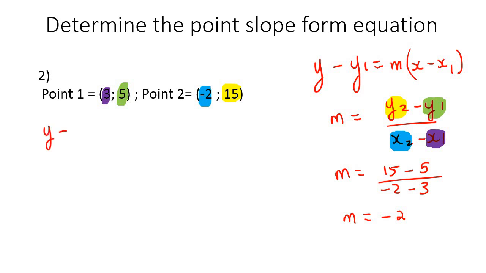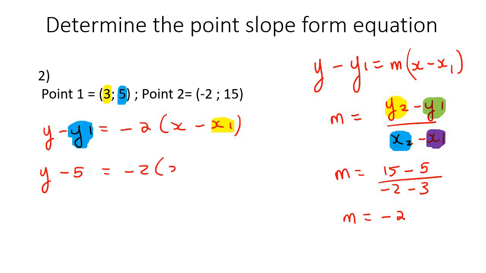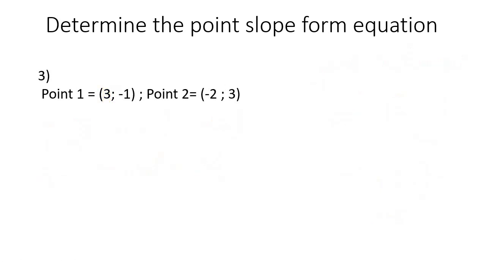And so now we can fill in our slope as -2. And then we're going to go fill in a point. So I'm just going to take point number 1. Point number 1 is also a nice one because it doesn't have any negatives. So that's also quite nice to use. And so this is your x1, so that's going to go over there. And then y1, which would go over there. So we're going to say y take away 5 equals -2 times x take away 3. And that's the answer. Let's do one more example.